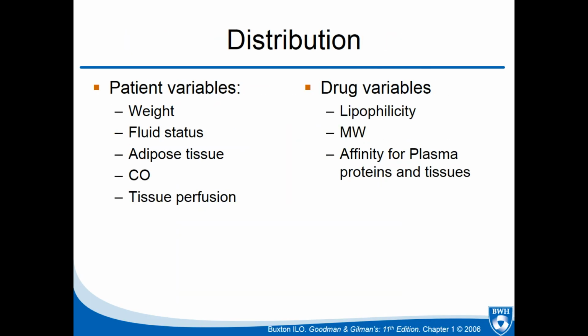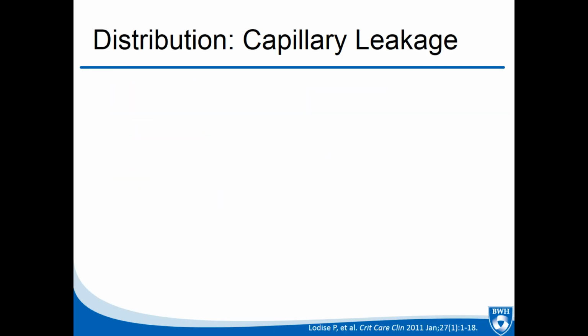Moving on from absorption to distribution. Distribution is definitely influenced by a lot of different variables: the patient's weight, fluid status, adipose tissue, as well as drug variables, the lipophilicity, molecular weight, and then the affinity for plasma proteins and tissues.